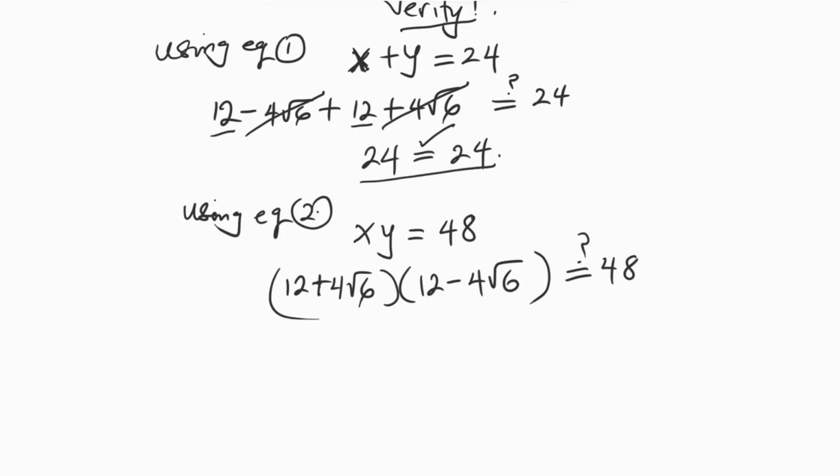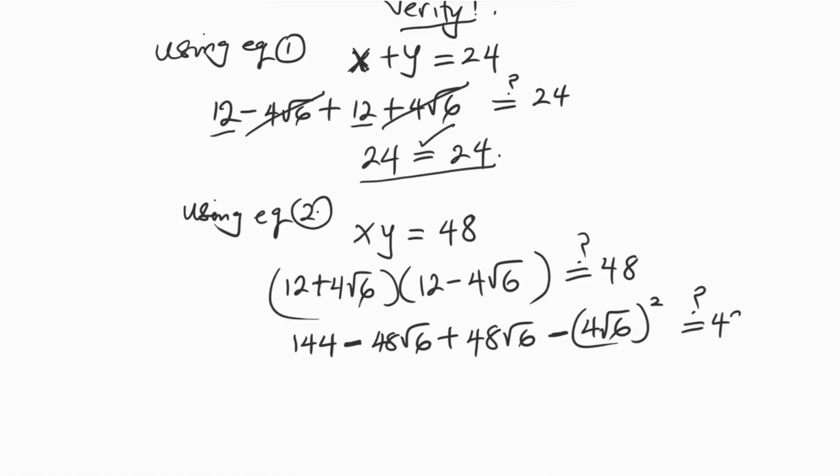So 12 times 12 will give us 144. 12 times 4 root 6 will give us minus 48 root 6. Then plus 12 times 4 root 6 again will give us another 48 root 6. Then plus times minus will give us minus. 4 root 6 times 4 root 6 is 4 root 6 squared. I'm trying to see if that's equal to 48. Now, we see that minus 48 root 6 plus 48 root 6, they both cancel out.